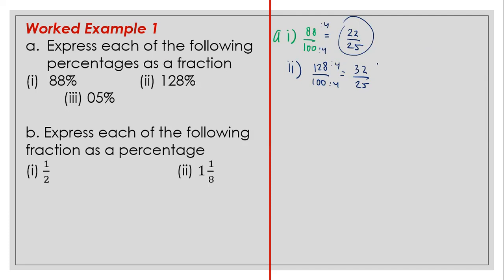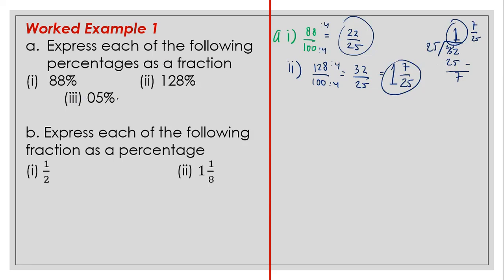But since the numerator is greater than the denominator, we can change it into a mixed fraction, 1 and 7 over 25. I'll show you how to change this, as simple as this. 32 divided by 25. The nearest is 1. 1 times 25, what is the remainder? Subtract, 7. So 1 for the whole number and 7 for the remainder, 25 for the divisor. That's how you do it.